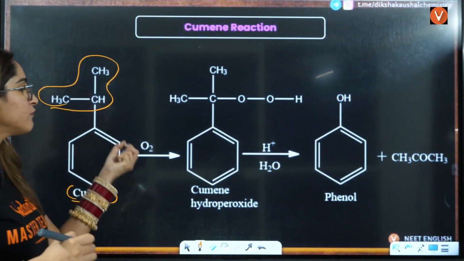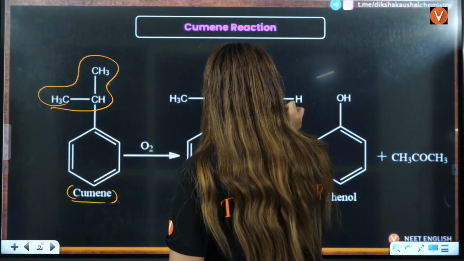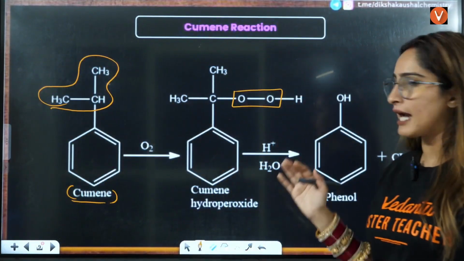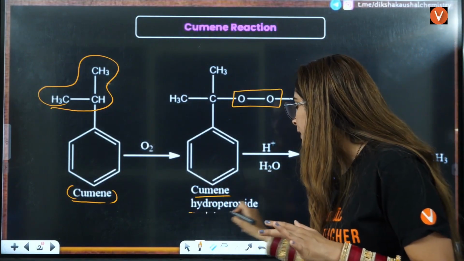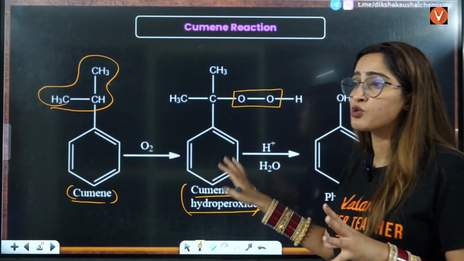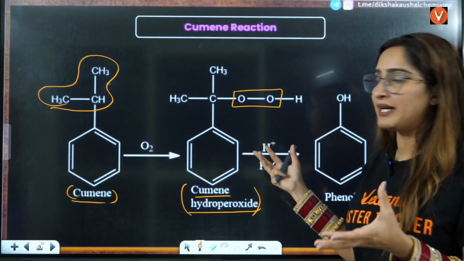So what will happen when you add O2 here? Two O's are attached here, right? In between, they will form a peroxide linkage. That is cumene hydroperoxide, and questions are also asked for this intermediate as well.